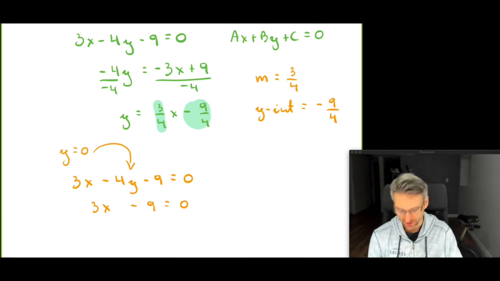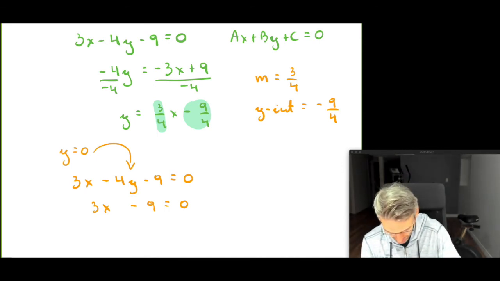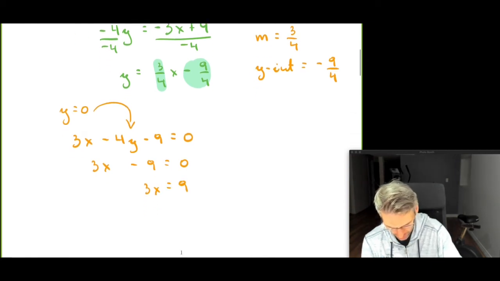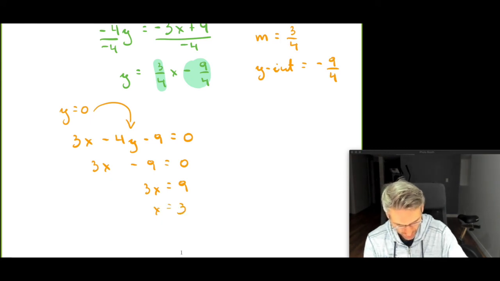So now solving for x. Solving this for x, this is going to be 3x is equal to 9 as that shifts over. Divide by 3 on both sides. And this is your x-intercept. So my x-intercept is 3.